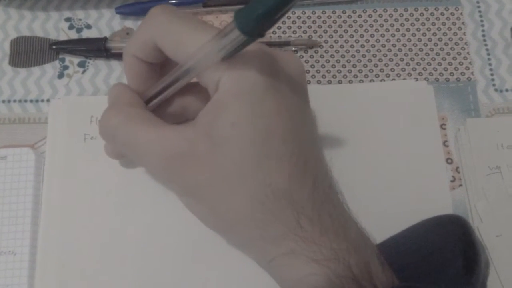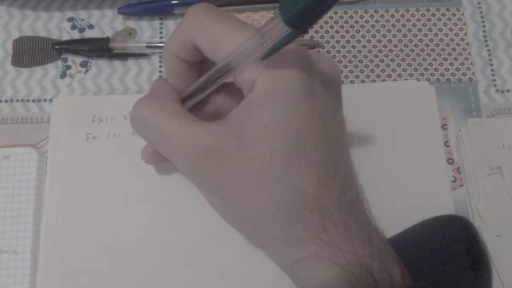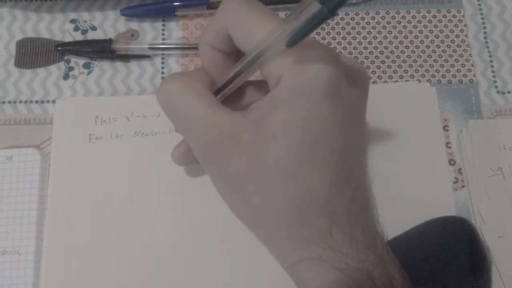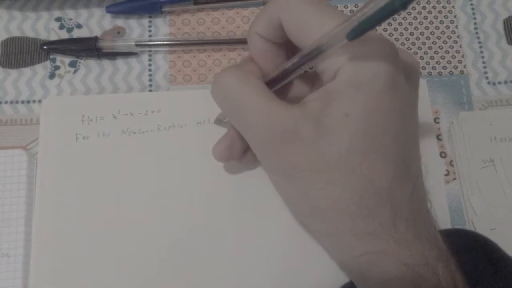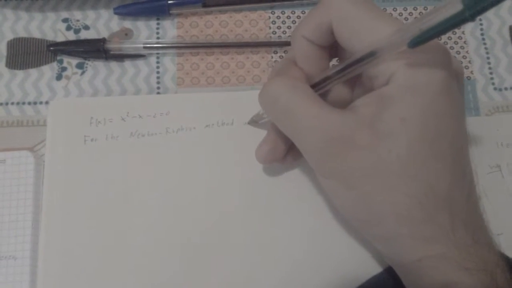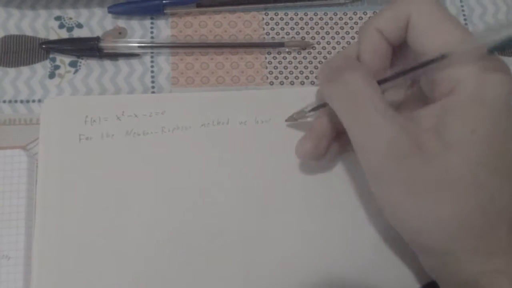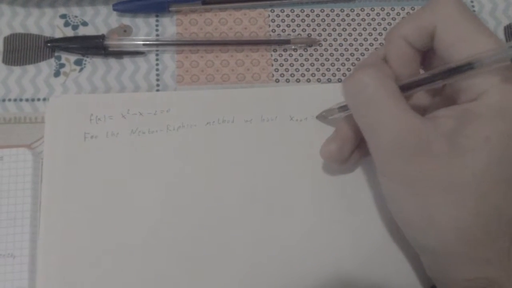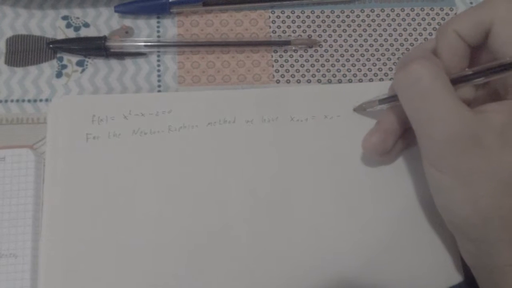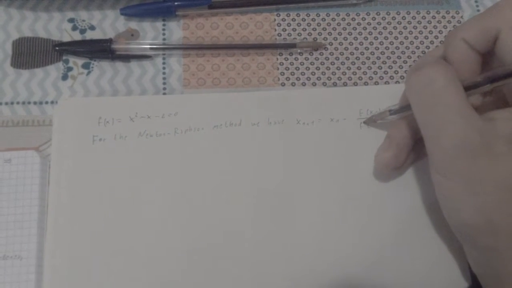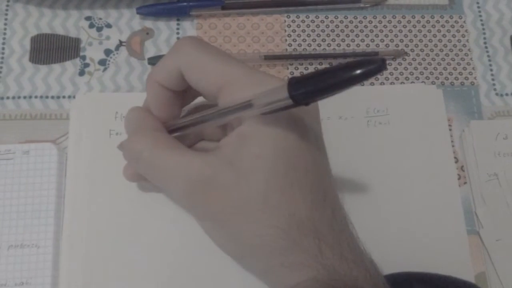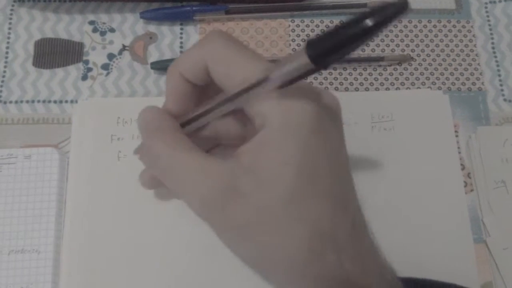So for the Newton-Raphson method, we have x n plus 1 equal to x n minus f of x n over f prime of x n. So first things first, let's rewrite our function.